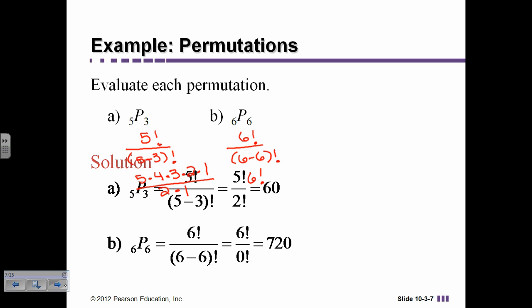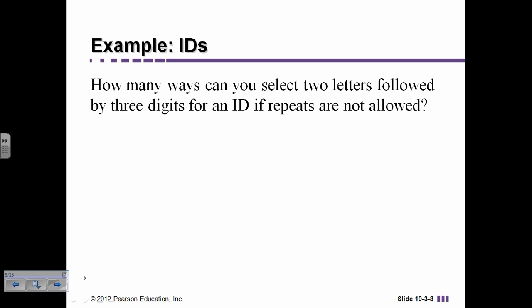So let's look at another case. In this situation, how many ways can you select 2 letters followed by 3 digits for an ID if repeats are not allowed? In other words, I can't have 2 A's next to each other or 2 B's next to each other or something like that. So here's what we're trying to do.